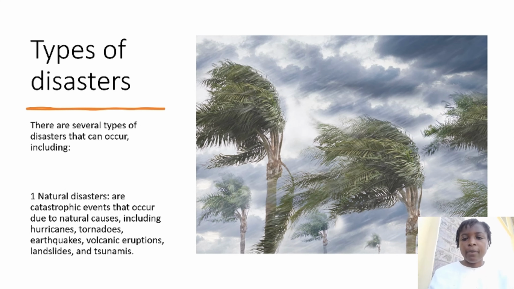So, let me talk about the few causes of disasters. Disasters can be caused by human activities or they can be natural. I will explain it later. Let me first talk about types of disasters. The first type of disasters is natural disaster. Natural disasters are catastrophic events that occur due to natural causes, including hurricanes, tornadoes, earthquakes, volcanic eruptions, landslides, and tsunamis.